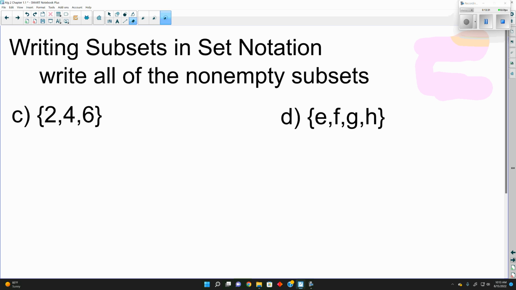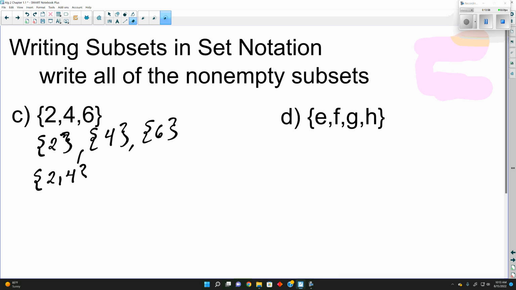So the next one we'll look at is the numbers 2, 4, 6. Right, so we could start off with 2, then we could have 4, and then we could have 6. So I'm going to get those out of the way because those are kind of nice. We have the number 2, we have the number 4, and we have the number 6. Then we could have 2, 4.